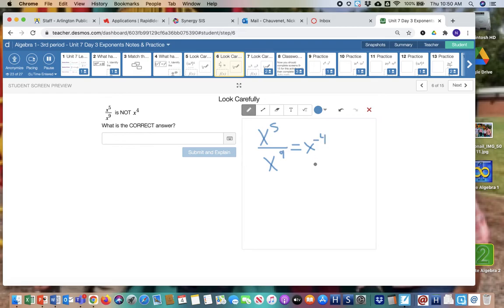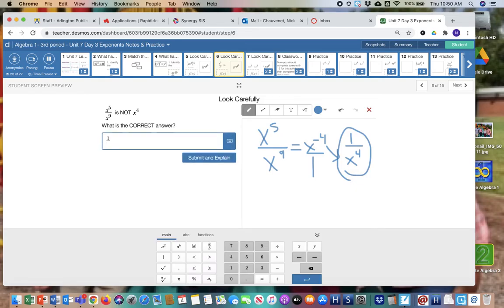Okay? Well, we can't have that, right? We can't have a negative exponent. Remember, if there's no denominator, it's implied to be a 1. So this needs to move to the denominator to become positive. We have nothing left in the numerator, so we need to put a 1 there. So that's what we should have. So let's write that in. 1 over x to the 4th power.